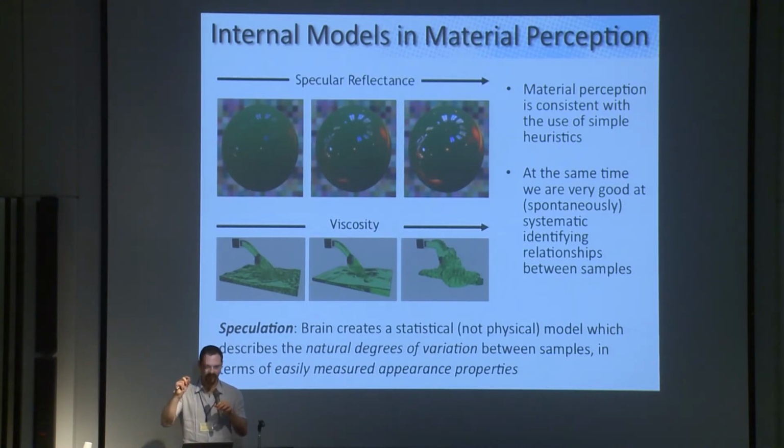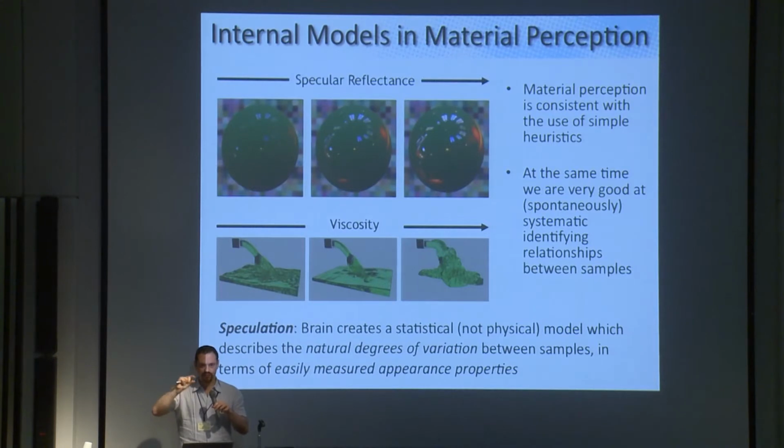So we talked about heuristics like the blurriness of the edge of a highlight, or using these very simple shape cues. But at the same time, we seem to be extremely good at spontaneously identifying systematic relationships between the samples. Because one of the key parts of the model that we did was I said, you have to weight each cue by its variance. Okay? So somehow, the visual system has worked out, as I change the viscosities, this cue varies by this amount in this way, whereas this other cue varies by a different amount.